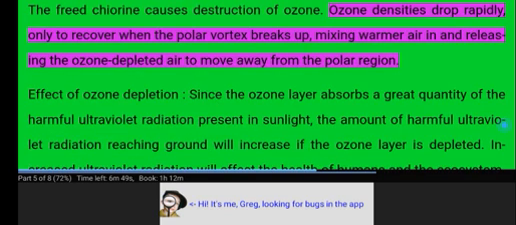Ozone densities drop rapidly, only to recover when the polar vortex breaks up, mixing warmer air in and releasing the ozone-depleted air to move away from the polar region.